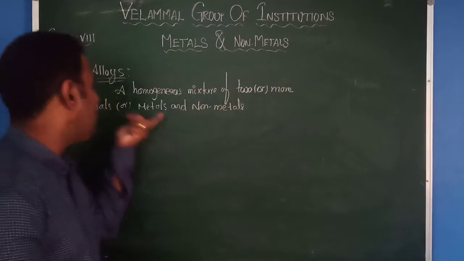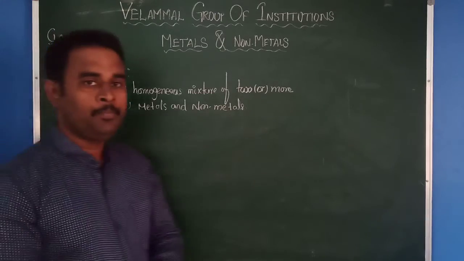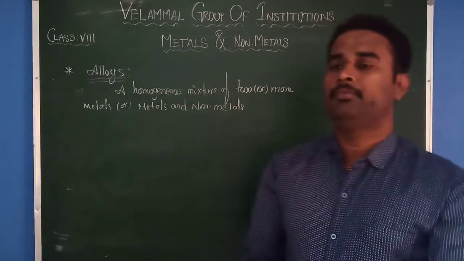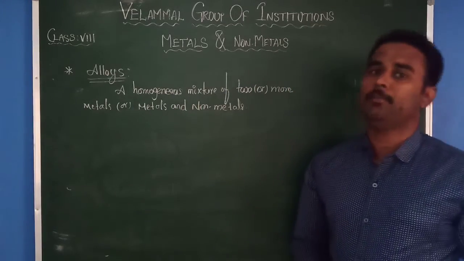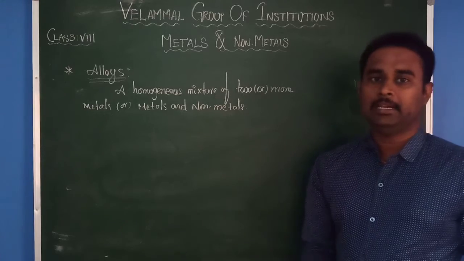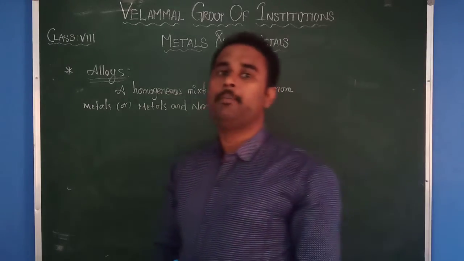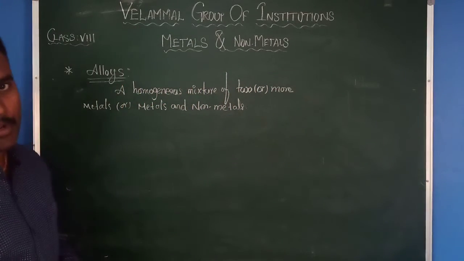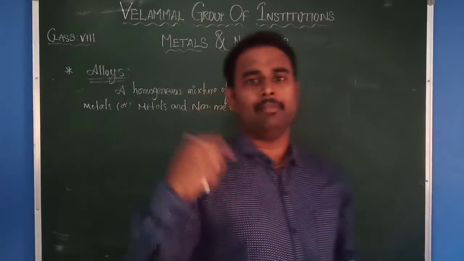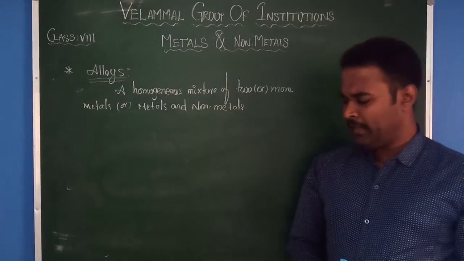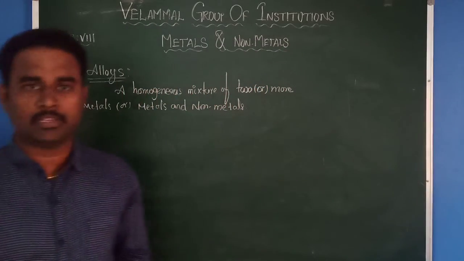Understood now? That is nothing but a homogeneous mixture. Therefore, what is meant by alloys? A homogeneous mixture of two or more metals or metals with non-metals. Let us see some examples. Before going to the examples, we need to discuss one more important point. Why do we need to mix one metal with another metal? Usually, in our daily life, we are using so many metals. Already we discussed that in the previous class.